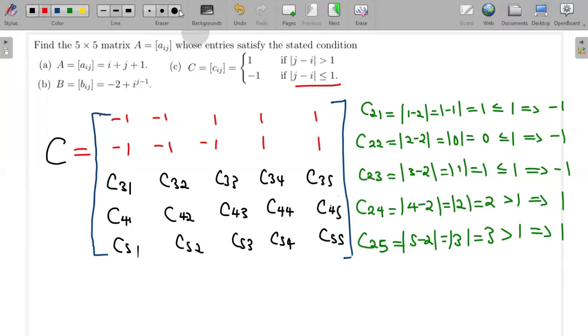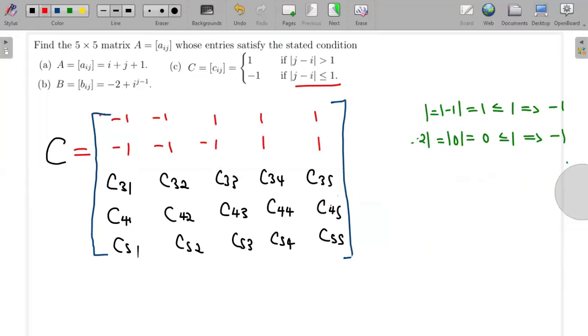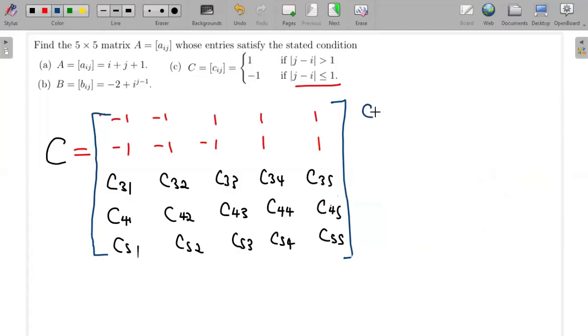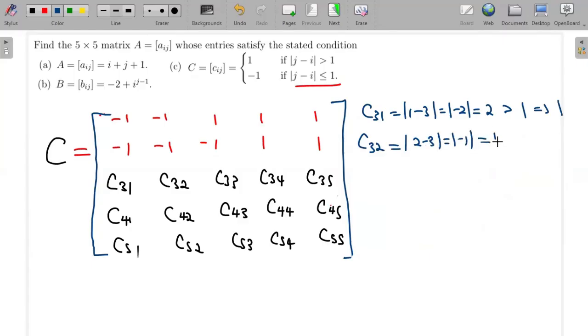Okay, let's deal with the third row, sorry, not columns but rows. The third row now will be C31 equals 1 minus 3, which is the modulus of minus 2, which is 2. 2 is greater than 1, so the answer there is 1. C32 equals 2 minus 3, the modulus of minus 1, which is 1, less than or equal to 1. So the answer there is minus 1.